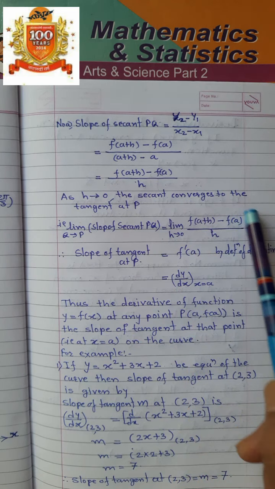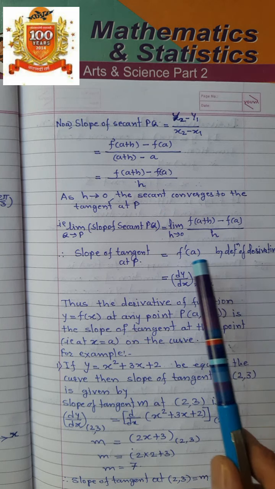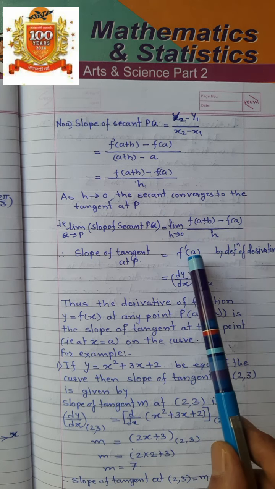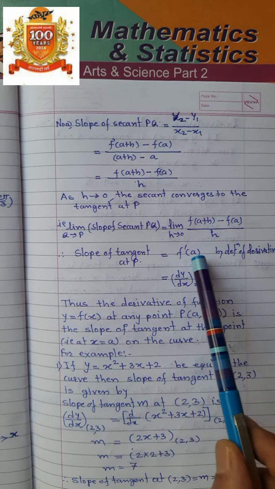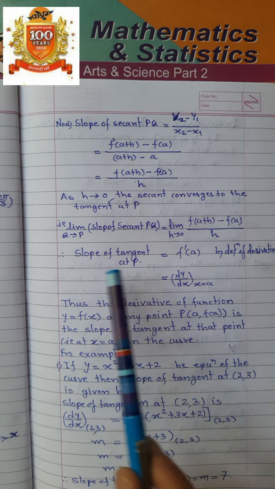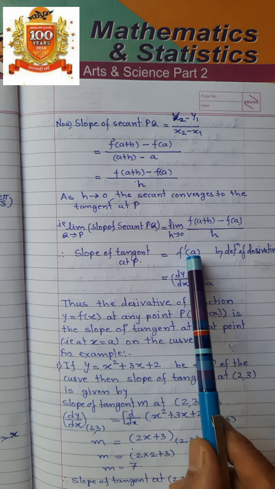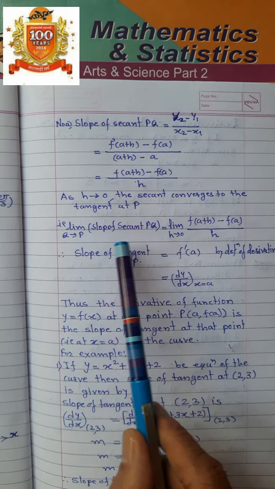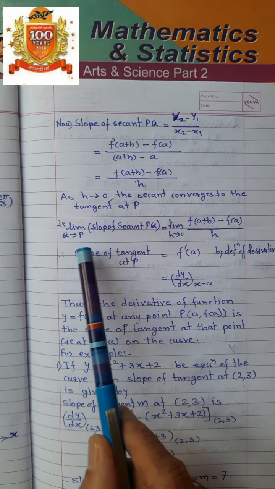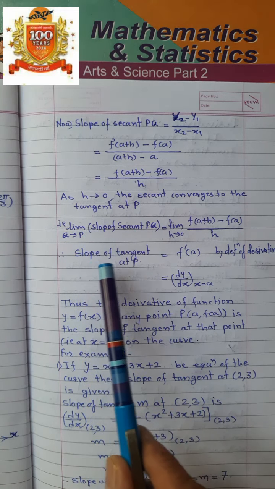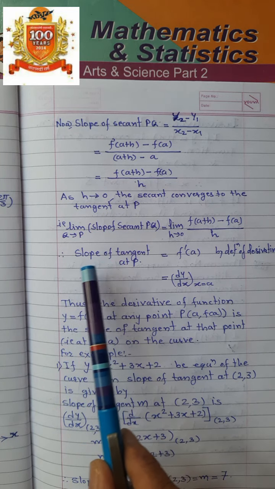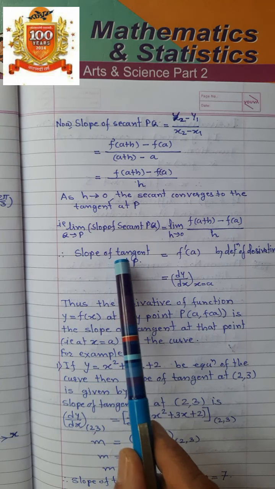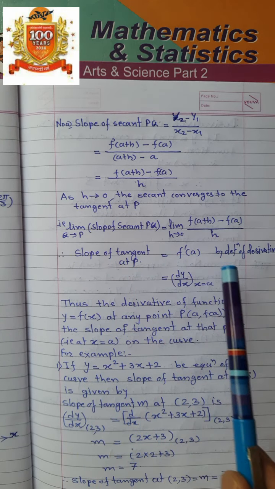Now what is this? This is nothing but f dash a, means derivative of, by definition of derivative, this is the derivative of the given function at point x is equal to a. That is we have slope of tangent, the slope of tangent, and what happened to the secant? As Q point goes towards P, the secant line became tangent to the curve at point P. So instead of this we can write slope of tangent at point P is equal to f dash a.